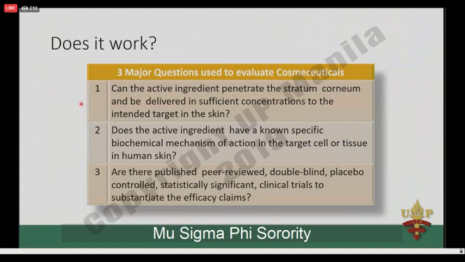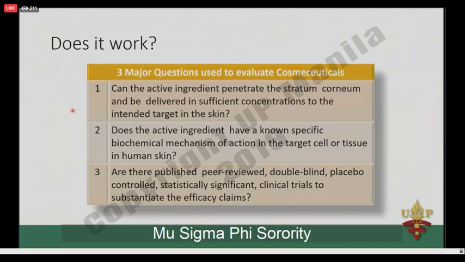Is the active ingredient able to penetrate the skin and be delivered in sufficient concentrations to the intended target? Does the active ingredient have a known specific biochemical mechanism of action on the target cell or on the human skin? Are there published peer-reviewed, double-blind, placebo-controlled, statistically significant clinical trials to substantiate the efficacy claims?